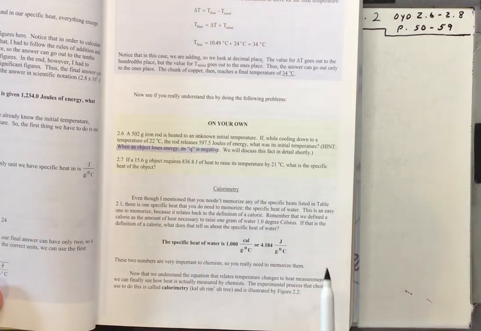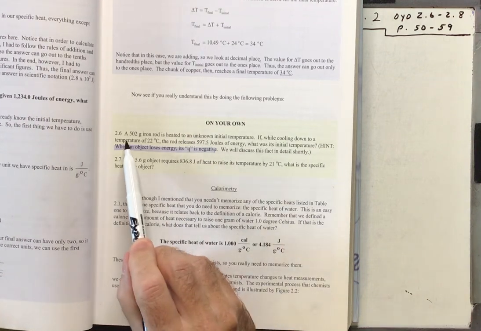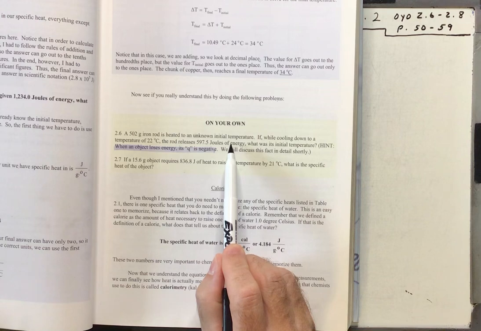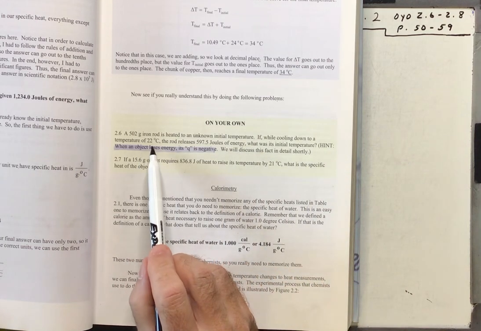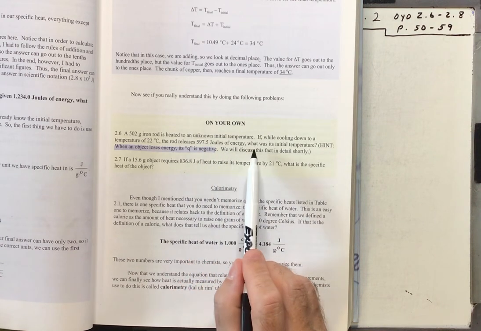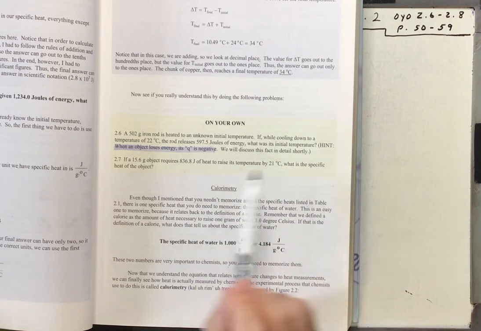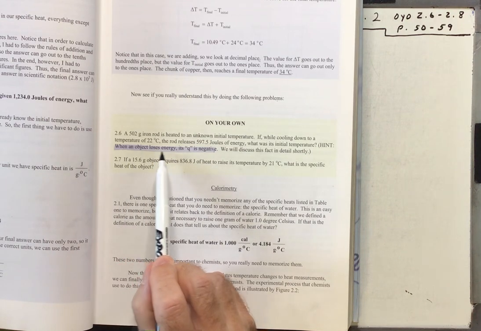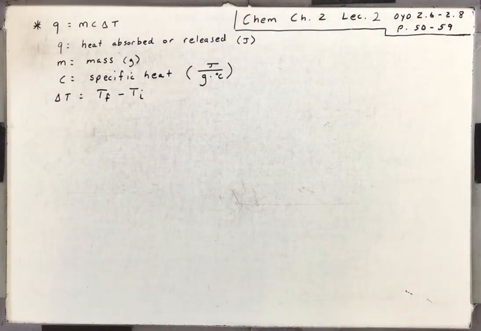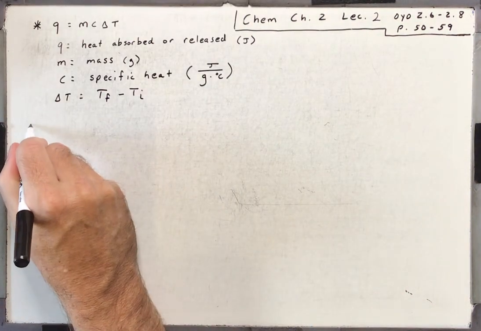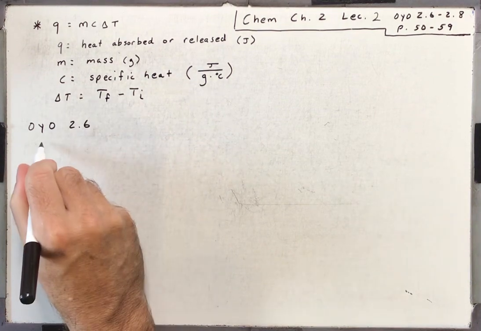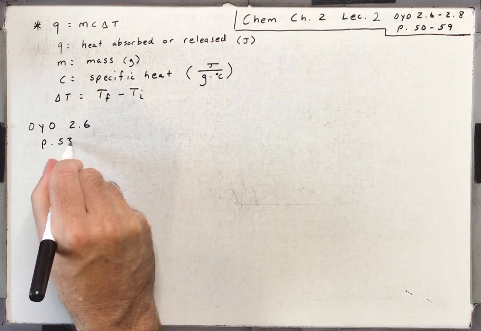That's on page 53. This problem says a 502 gram iron rod is heated to an unknown initial temperature. If while cooling down to a temperature of 22 degrees, the rod releases 597.5 joules of energy, what was the initial temperature? And our hint is when an object loses energy, its Q is negative. This is a good exercise.